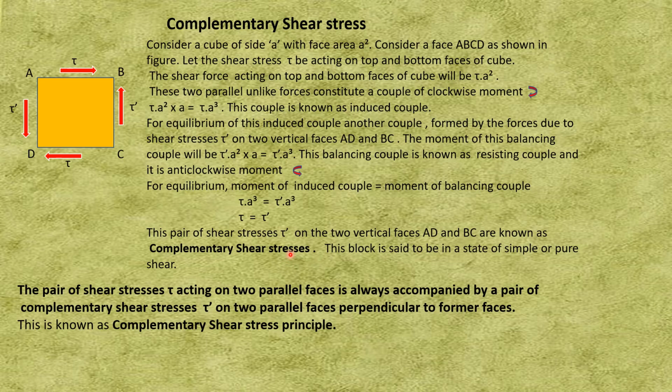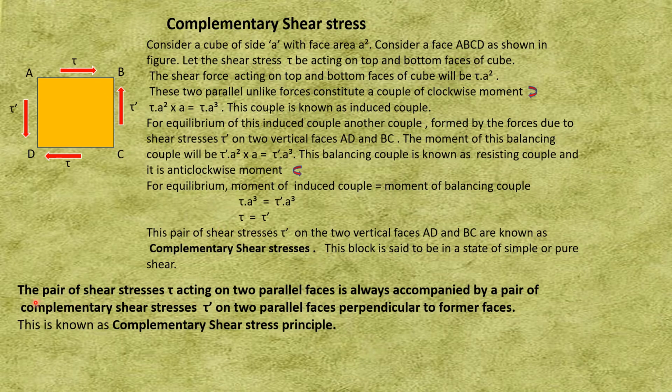So just like sometimes when we go to the market, they say buy one get one free. If you buy one, another comes automatically as a complement with that. Same way, if a pair of shear stresses tau is developed on two faces giving a clockwise couple, and the block is in equilibrium, then automatically on the other two faces an anti-clockwise couple is developed, and a shear stress is developed on these two faces, which is equal to tau dash, where it is equal to tau.